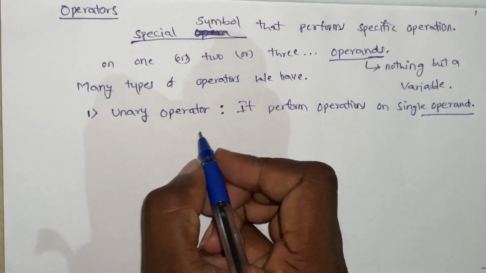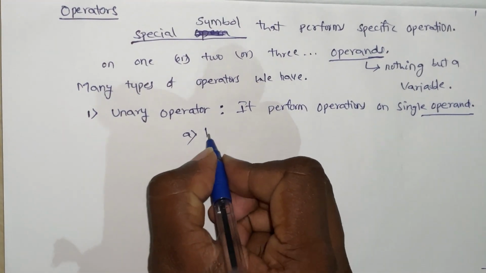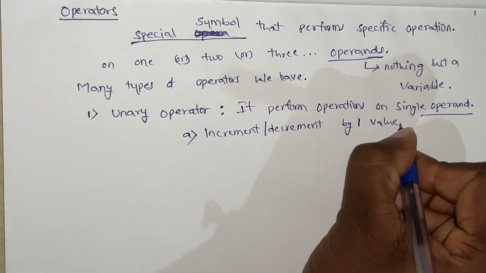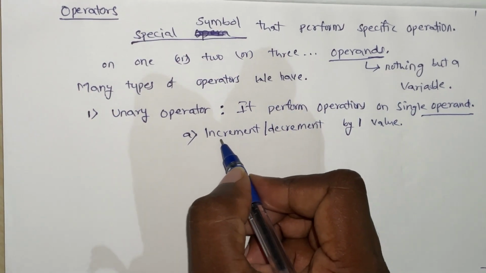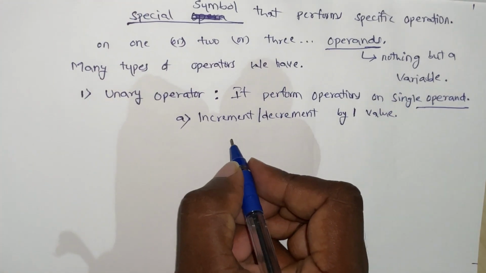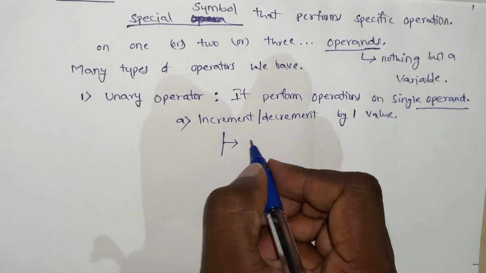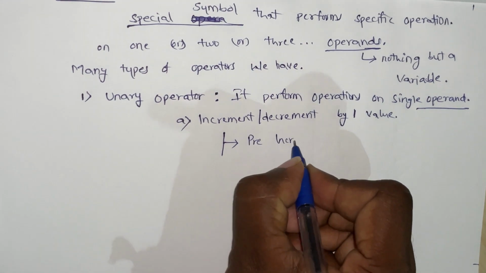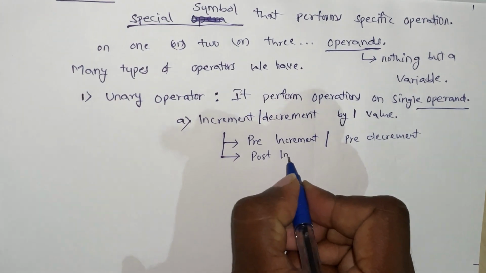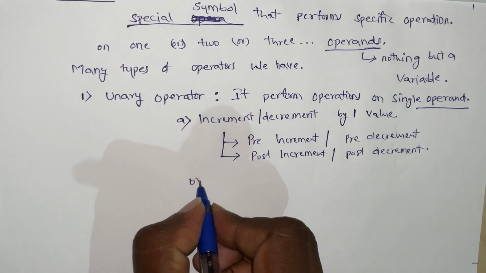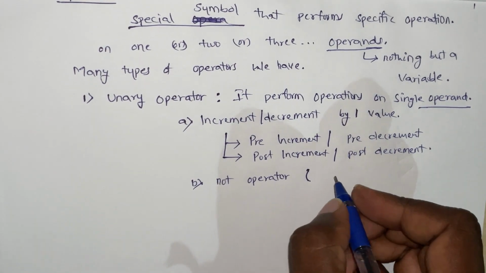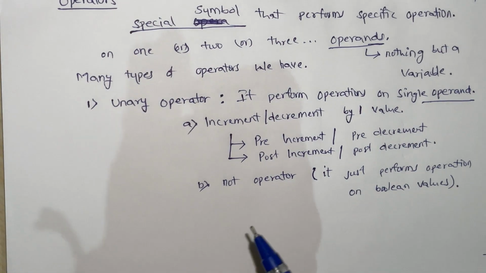It is again categorized into two types. One is increment or decrement by one value. That means using these unary operators we can increment by one or decrement by one. Increment or decrement by one is again divided into two types: pre-increment or pre-decrement, and post-increment or post-decrement. The second category is the not operator. It performs an operation on boolean values. Hope you are clear what exactly it is.